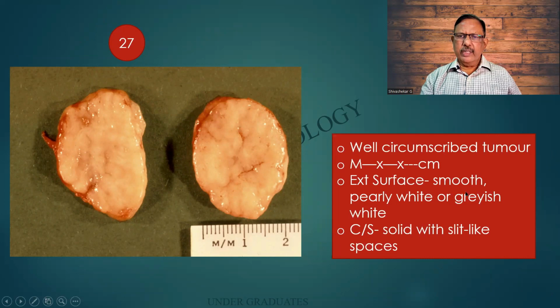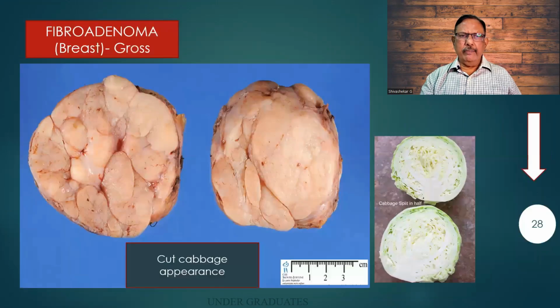The tumor, the external surface is smooth, pearly white or grayish white. The cut surface is solid predominantly, and I'm able to see some slit-like spaces. I hope you people are able to appreciate some slit-like spaces. That will be the description you have to write. And look at this, another one. I find that it is showing multiple slit-like spaces. And this is described as a cut cabbage appearance. When you cut a cabbage, you find multiple slit-like spaces. Therefore, the diagnosis is fibroadenoma of the breast, gross specimen.